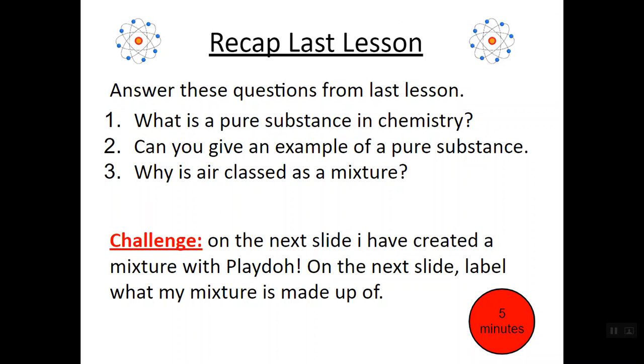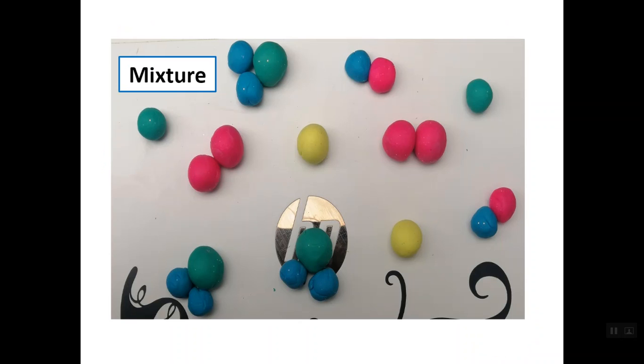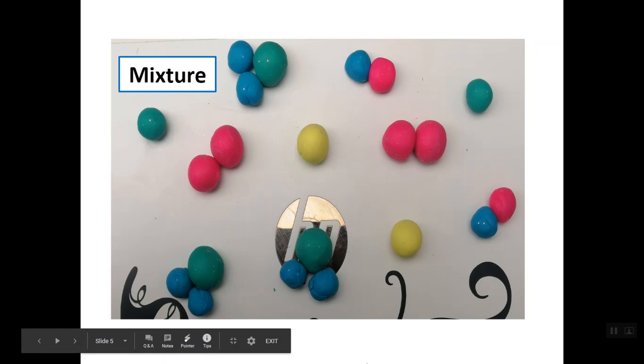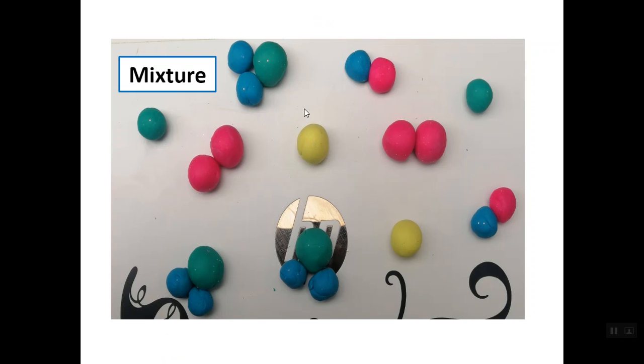Now, I want you to do this quick quiz, recap last lesson. On the next slide for the challenge, you will see a Play-Doh model. I've made these at home and I stuck them on the front of my laptop and I took a photo. All I need you to do is tell me what this is, what this is, and what this is. So what is it called when it's singular? What is it called when there are two different ones stuck together? What is it called when there are two that are stuck together that are the same? And give as much detail as you can about that image.